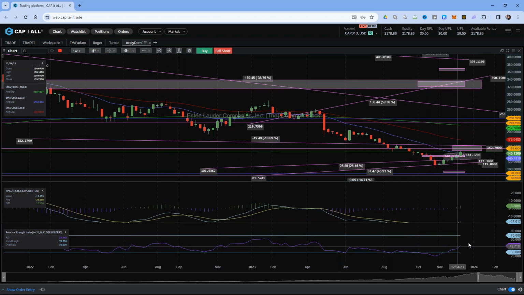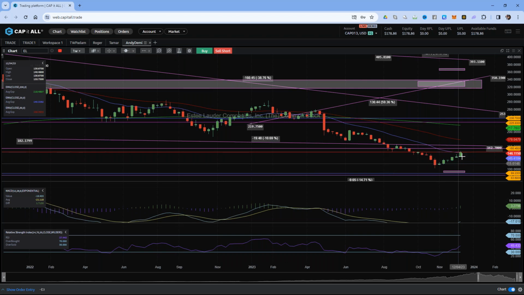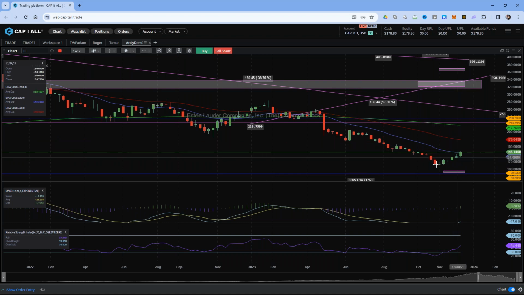RSI looks strong, looks like it's starting to take off. Nice bullish price action there as well. I don't know if you can see it properly. Let's clean it up a little bit. I kind of like this price action. I think it's pretty nice. I think this looks really quite bullish.